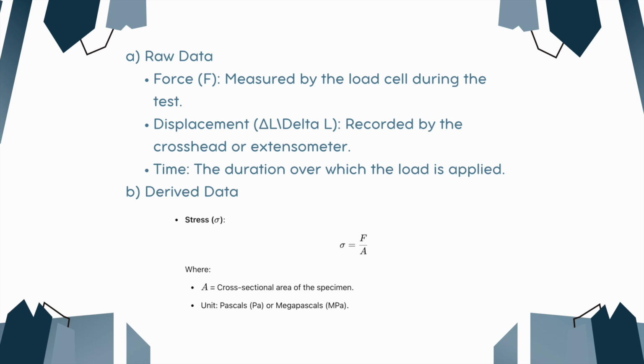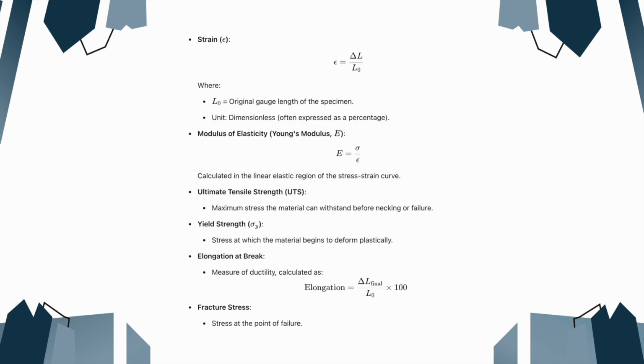So, how is the derived data obtained? I will discuss very simple basics thoroughly. We know stress is equal to force per unit area, the force applied per unit area, and A refers to the cross sectional area of the specimen, and units are pascals or megapascals. Coming to strain, it is the change in length per the original gauge length of the specimen, and it is dimensionless, expressed as a percentage. And we have Young's modulus E, which is stress by strain. It is calculated in the linear elastic region of the stress strain curve. I will discuss the linear elastic region in the next slide.